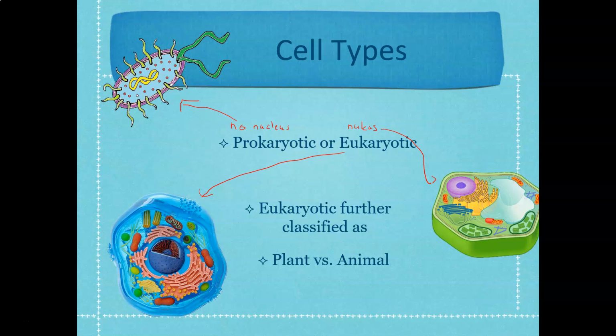Your eukaryotic cells then get classified even further. Are they plant versus animal? And that comes down to a subset of organelles that they contain. So plant cells have things like your chloroplasts, that we see right here, and a central vacuole, for example. So this guy is a plant cell over here, and this guy over here lacks a lot of those extra components, but has some of its own, and those are the animal cells.